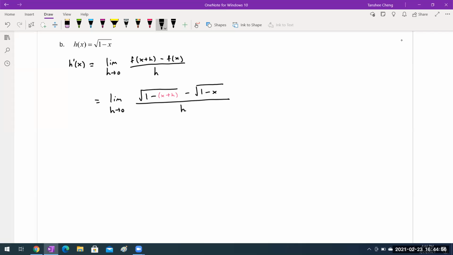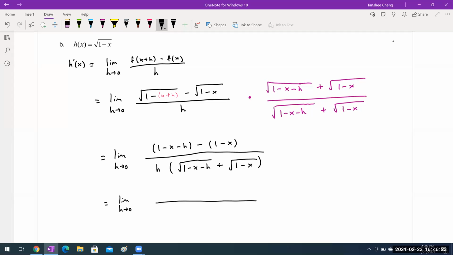and we got this. Now what we're going to do is try to rationalize the numerator by multiplying by the conjugate factor of the numerator. Okay, let's try to do that. So multiplying with the conjugate factor on the numerator, that will become a difference of two squares. So square and square root cancel out. I will have 1 minus x minus h minus 1 minus x. And in the denominator, h times this conjugate factor.